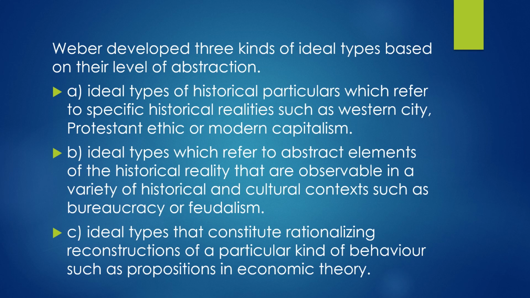Ideal types of historical particulars, which refer to specific historical realities such as Western society, Protestant ethic, or modern capitalism. Ideal types which refer to abstract elements of the historical reality that are observable in a variety of historical and cultural contexts, such as bureaucracy or feudalism. Ideal types that constitute rationalizing reconstructions of a particular kind of behavior, such as propositions in economic theory.